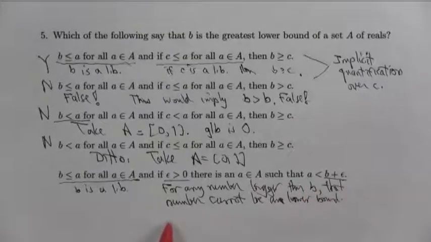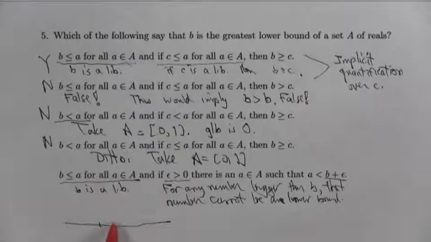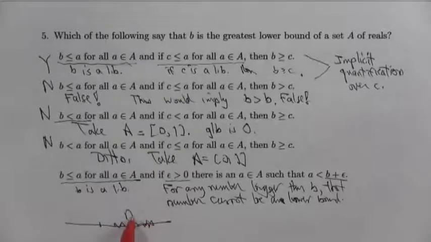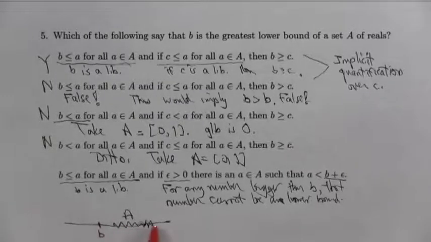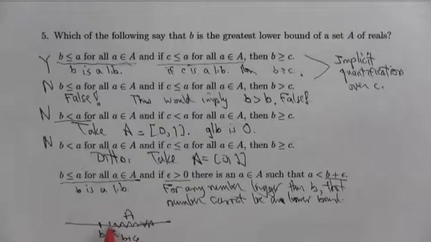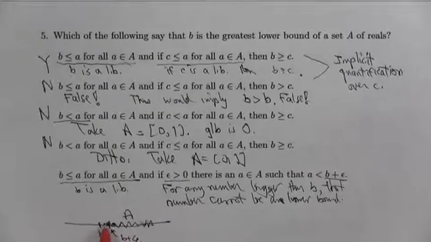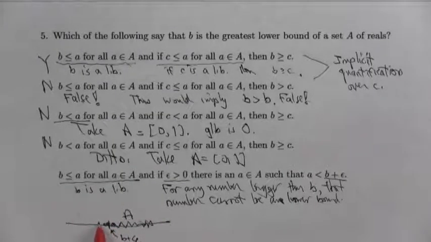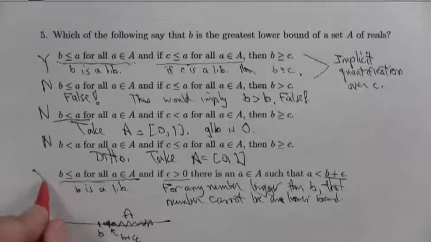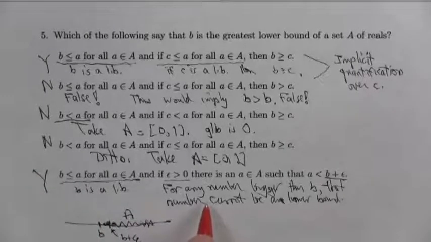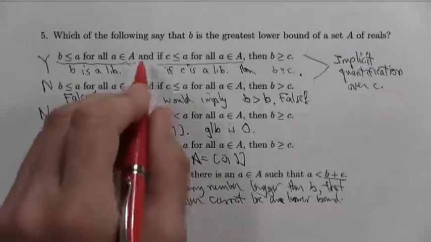Let's draw a little picture here. Okay, I've got some set A and I've got a B. B is a lower bound, so it's everything that's to the left of it. And what I'm saying is pick any B plus epsilon slightly to the right. There's a B plus epsilon. Then there's something in the set to the left of it. So the set actually goes to the left of that point. In other words, you can't make B any bigger and still be a lower bound of the set. So B is in fact the greatest lower bound. The answer is yes.